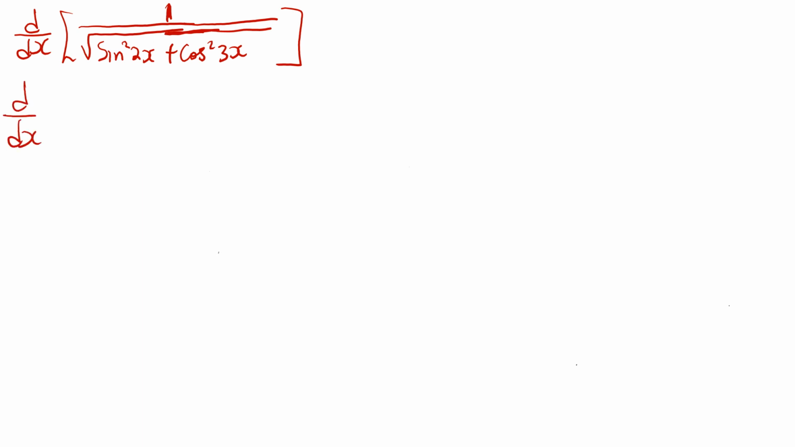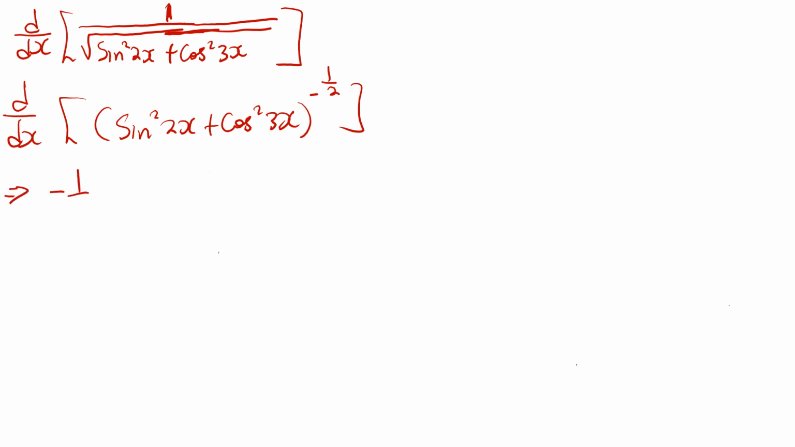Let me rewrite it. We know that square root is the same as exponent half. So this is going to be sine squared 2x plus cos squared 3x all to the exponent negative 1 over 2, because they were on the denominator. If you know the laws of exponent, you get what I'm saying. So now we can apply the chain rule.